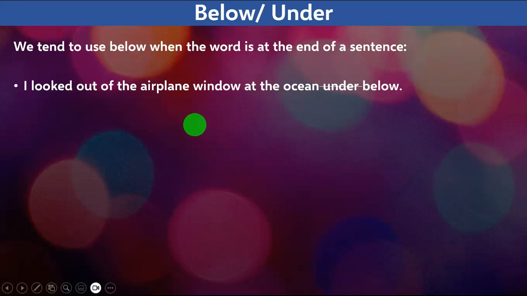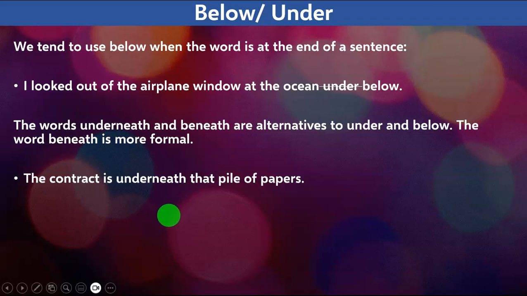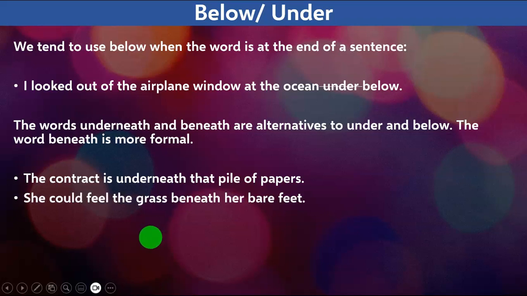Let's take an example. I looked out of the airplane window at the ocean under or below. Okay, you don't use under, you use below. I looked out of the airplane window at the ocean below, not under. Under is wrong. The words underneath and beneath are alternatives to under and below. The word beneath is more formal. The contract is underneath that pile of papers. And she could feel the grass beneath her bare feet.